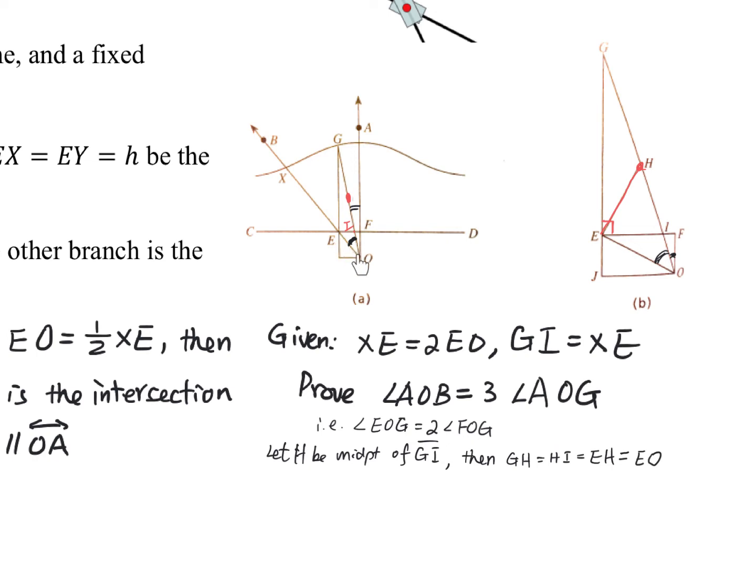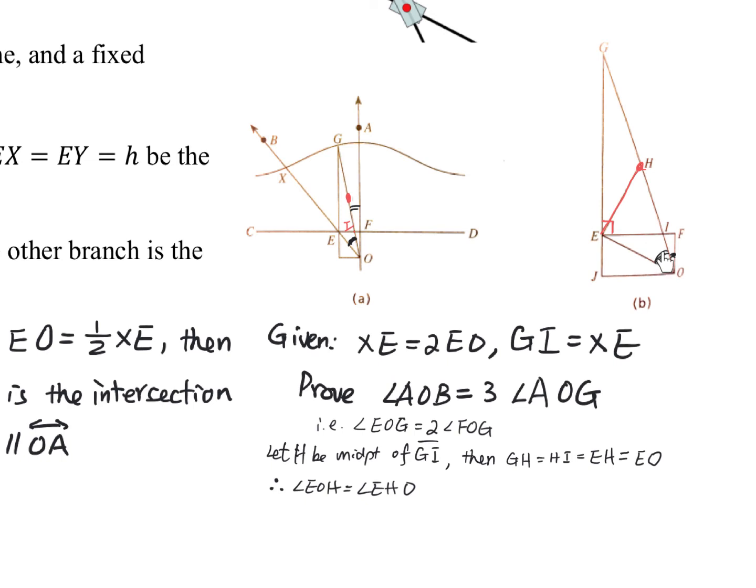If you remember, we claimed that earlier. We know EO is half of the XE, and this XE is the same as GI. They are the same distance. So therefore, EO is half of the GI, and then GH is half of the GI. So therefore, they're equal. And because of that, I now can claim, so therefore, angle EOH is equal to angle EHO.